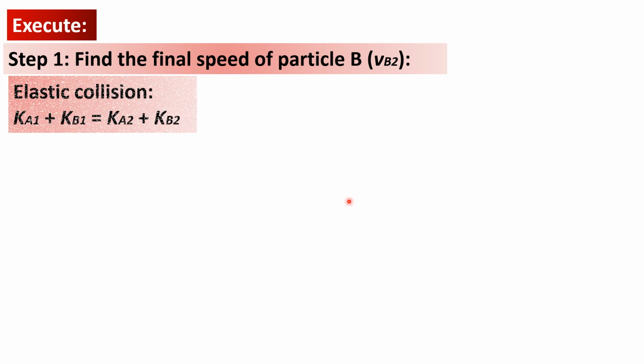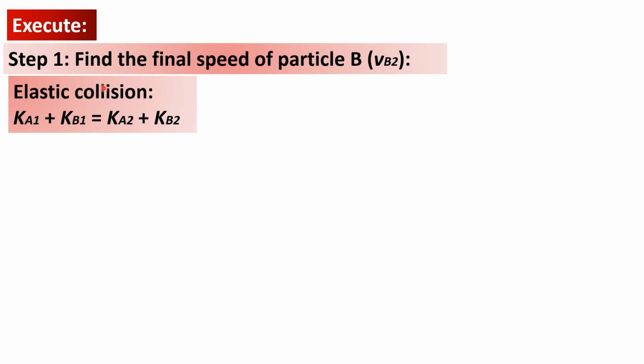The first step in our computation is to find the final speed of particle B, meaning the speed of particle B just after the collision. We have labeled it as v_B2. And we use the formula for the conservation of kinetic energy.